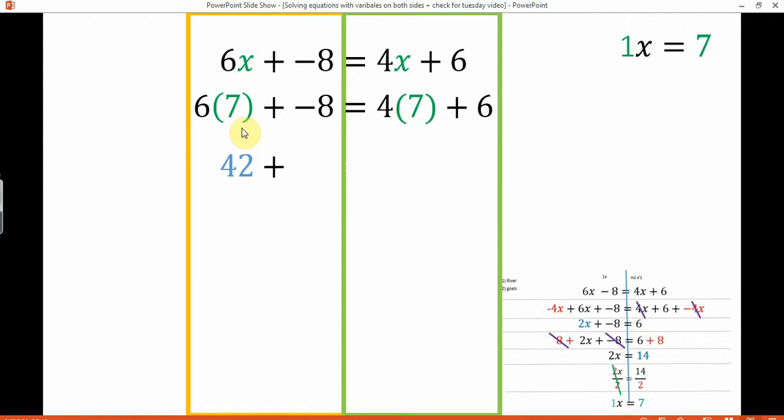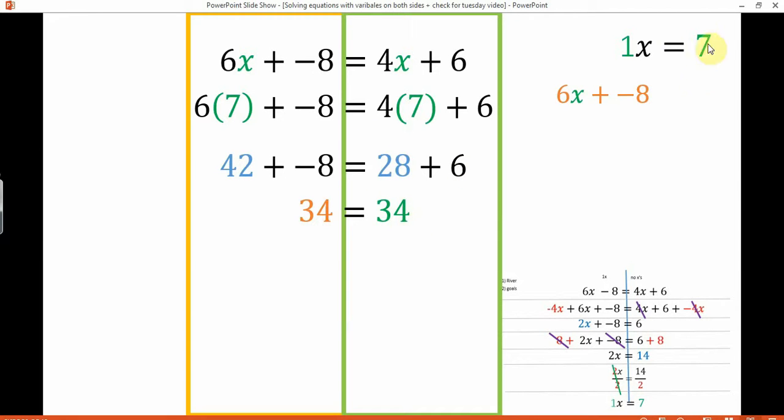6 times 7 is 42, plus negative 8 is equal to 4 times 7. Now remember, I just took out the x and I put the 7 in place of the x. 4 times 7 is 28 plus 6. Now let's simplify this side. 42 plus negative 8 is 34. And that is equal to 28 plus 6, which is also 34.